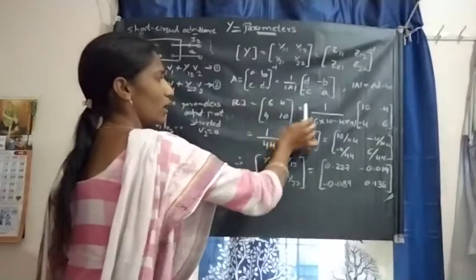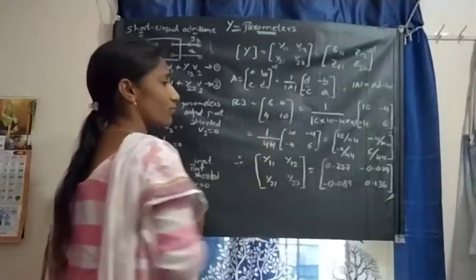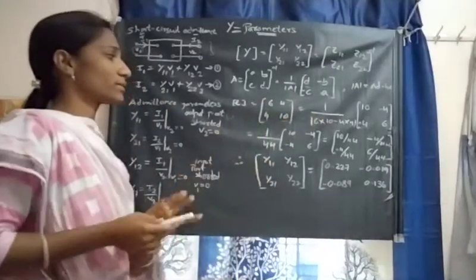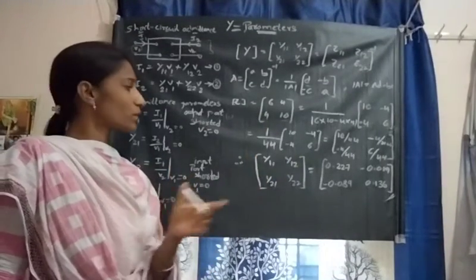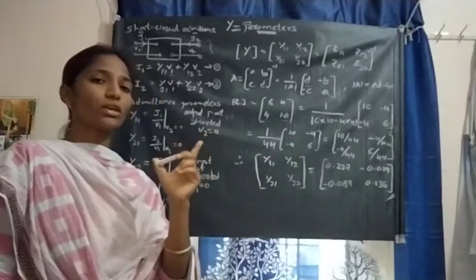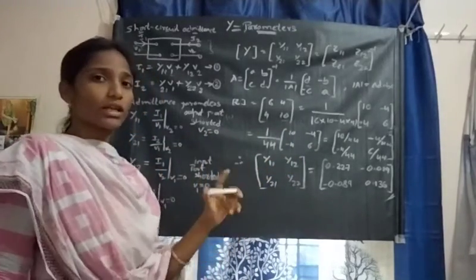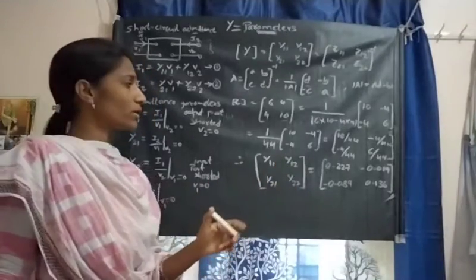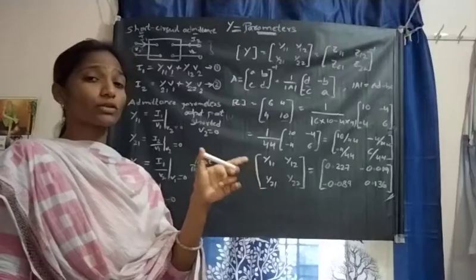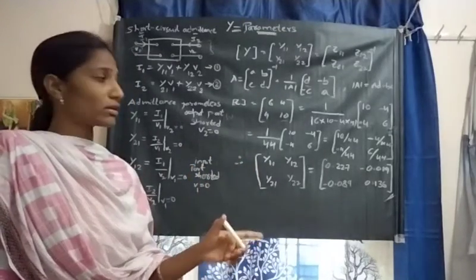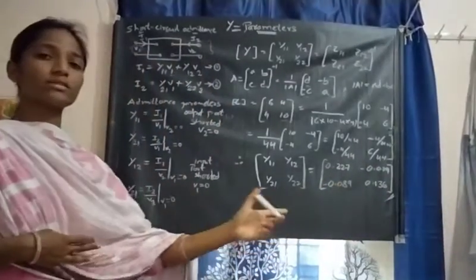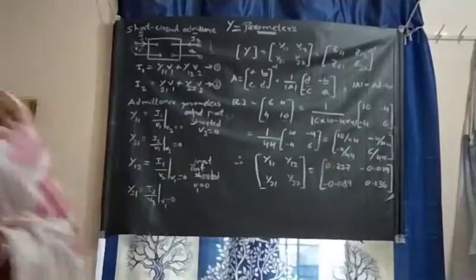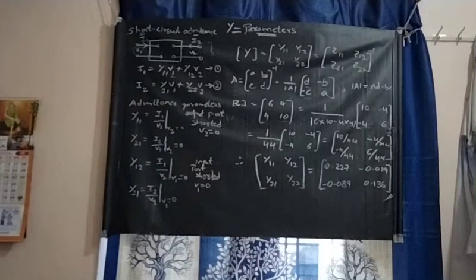Minus 4. This is the place of minus C and this is the place of 4. Then finally A means 6. So 60 minus 16, which results in 44. Then divide each and every numerator by this denominator. 10 by 44 results in 0.227, minus 4 by 44 is minus 0.089, then minus 0.089. Finally Y22 is nothing but 6 by 44, that is 0.136. So this is the conclusion of how to calculate the Y parameters by seeing the Z parameter equation.